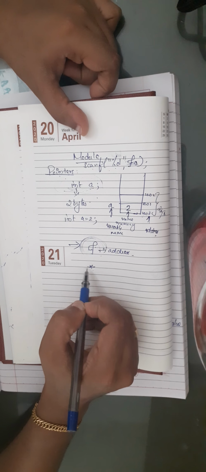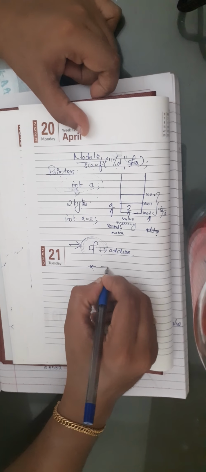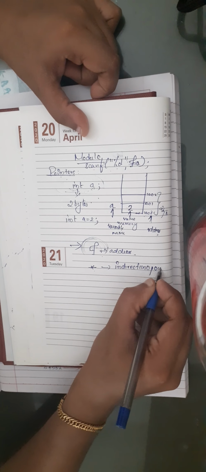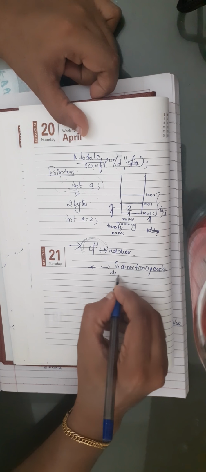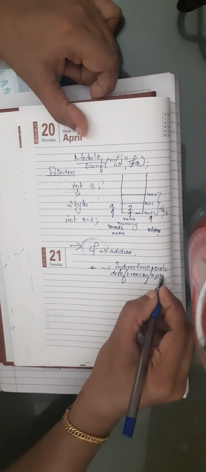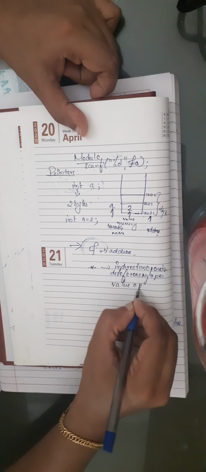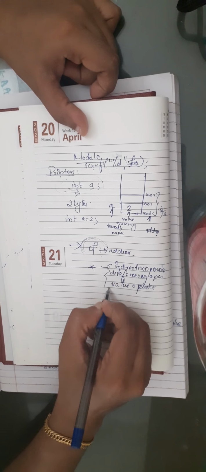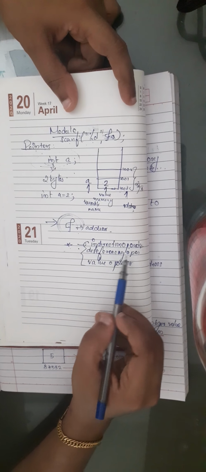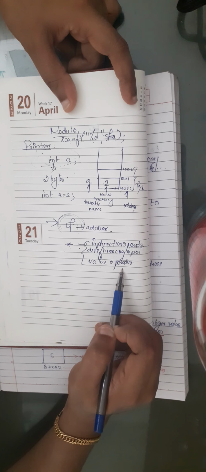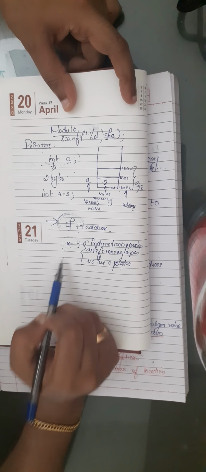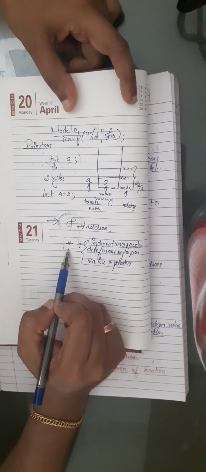Now the second one is the star. This star is also known as the indirection operator, or it can also be called the dereferencing operator, or the value operator. We can call the star operator by all these three names. So what is the purpose of the star? Always, star means value.